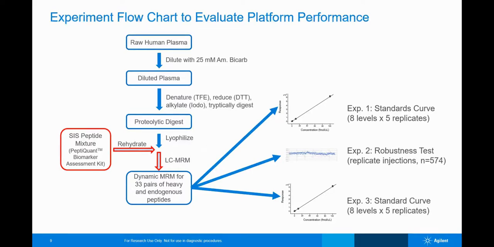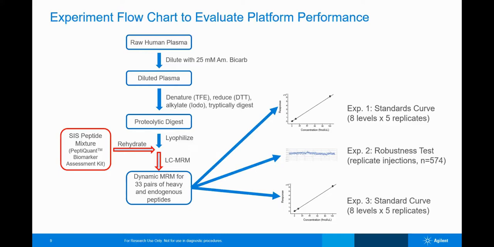After trypsinization, we lyophilized the samples, and then we took a stable isotope labeled standard peptide mixture from a biomarker assessment kit, which was purchased from MRM Proteomics. We rehydrated this SIS peptide mixture and spiked it into the plasma digest.